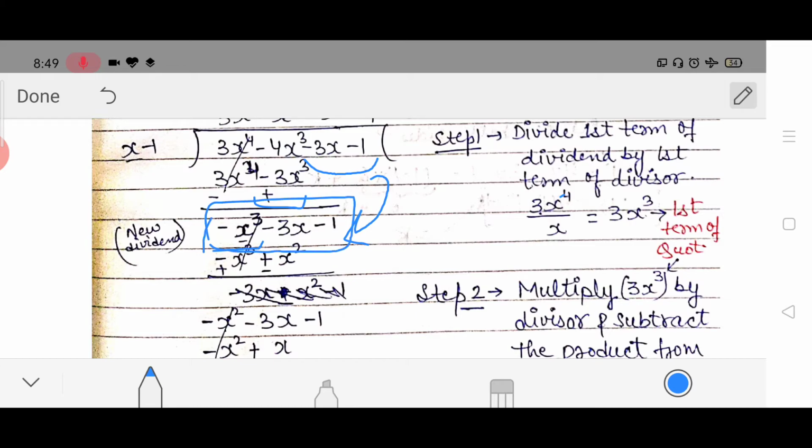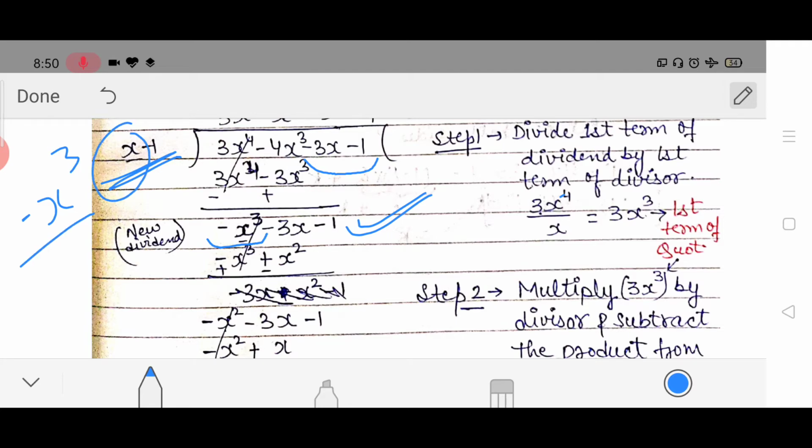Okay, so now again we have to repeat step 1 and then step 2. So what we have to do now, our dividend is this equation. In the first step, you have to divide the first term of the dividend by the first term of the divisor. So again we have done here, that is minus x cube divided by the divisor's first term, which is x. So what will you get? Minus x square. Okay, so you have written this minus x square as the quotient.